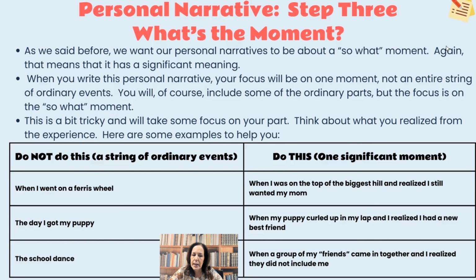This is a bit tricky, and it will take some focus on your part. Think about what you realized from the experience. That's what's really going to help you, okay? That's a really good hint to think about what you realized from the experience. And here's a few examples. So this is the side that says, do not do this, which is a string of ordinary events, but to do this, your one significant moment.